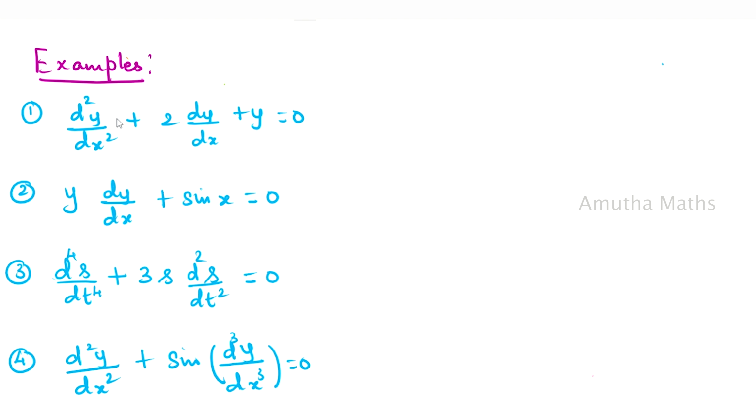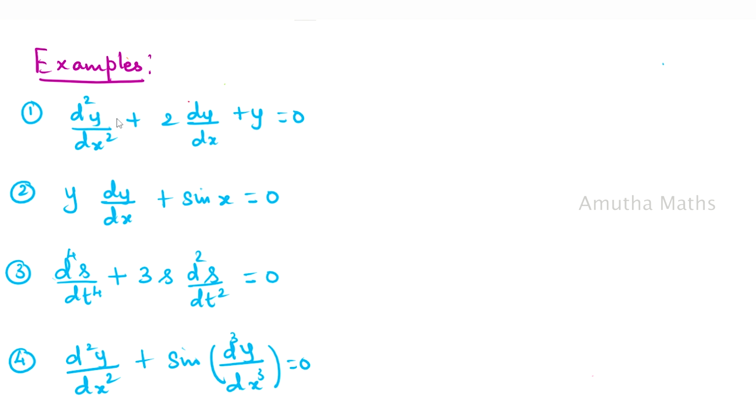First example: d square y by dx square plus 2 into dy by dx plus y is equal to 0. Now we have to see whether this given ordinary differential equation is linear or non-linear. So what are all the conditions for the ordinary differential equation to be linear? Already we have seen four conditions, right? The first condition is, the dependent variable and its derivative should be of first degree and they should not be multiplied together inside the logarithmic function or trigonometric functions or any other function.